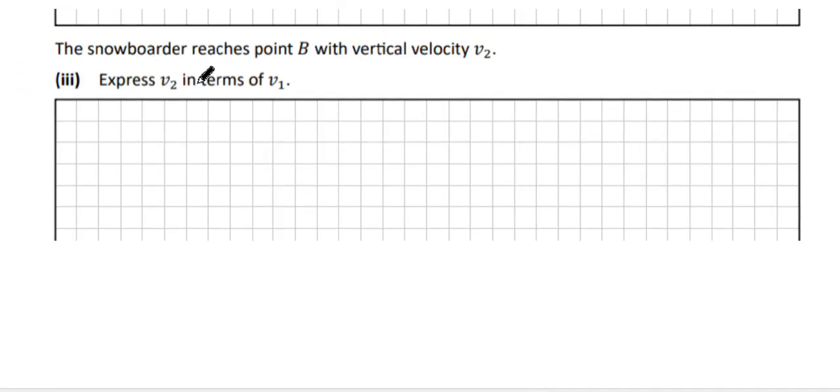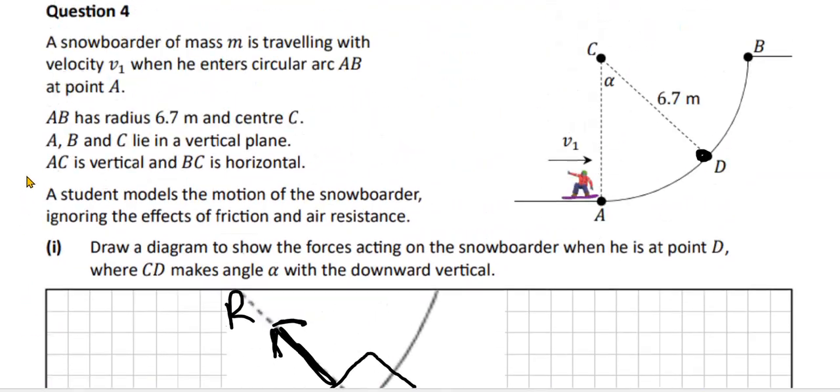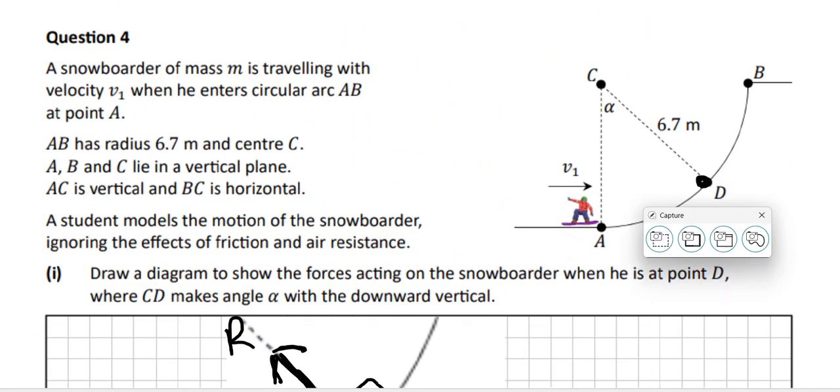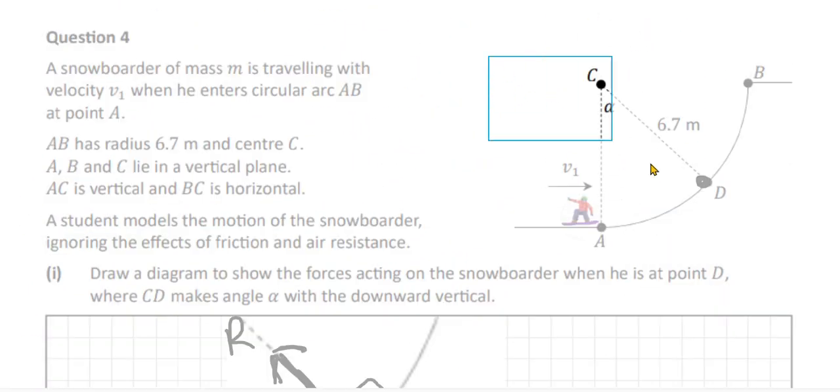Part 2. Express V2 in terms of V1. The snowboarder reaches a point B with vertical velocity, V2. Now where's point B again? Oh, okay.